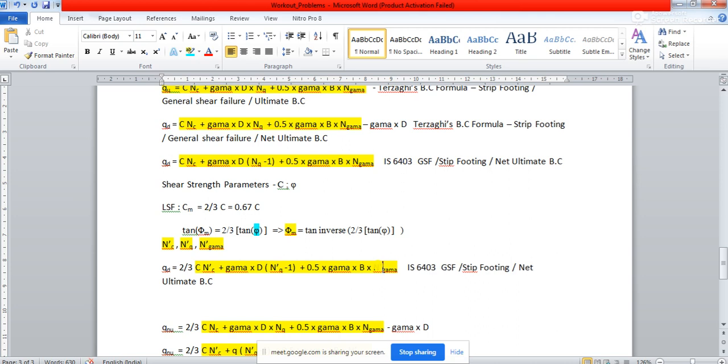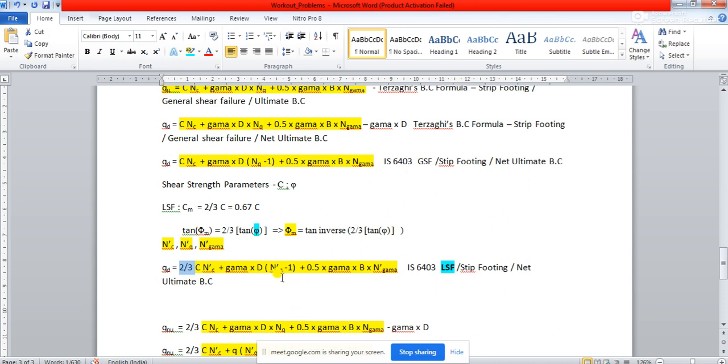Is this clear? So this formula is now given in IS 6403. Instead of general shear failure, this is the formula for local shear failure. You should understand it very clearly. So this is actually for local shear failure, and you understand now why this 2/3 is coming and why these Nc dash, Nq dash, N gamma dash are coming.